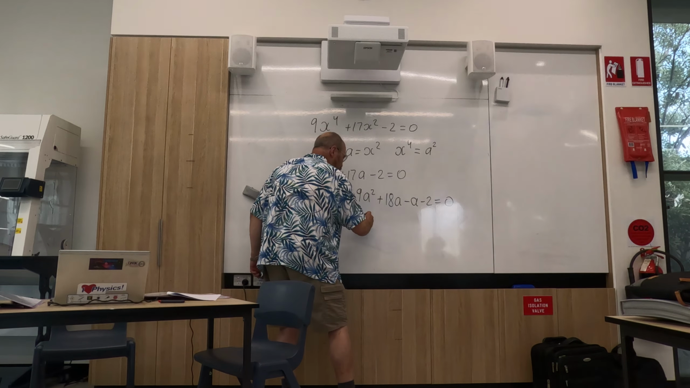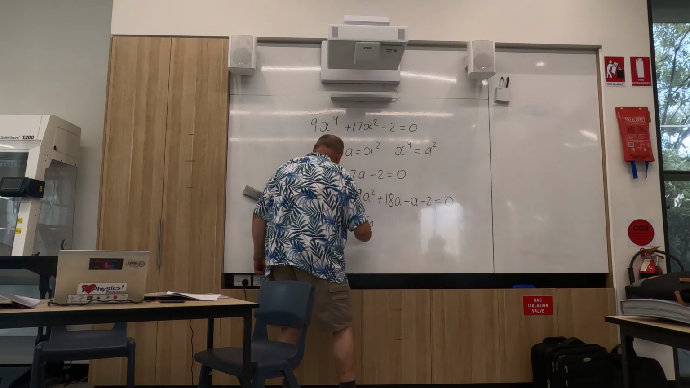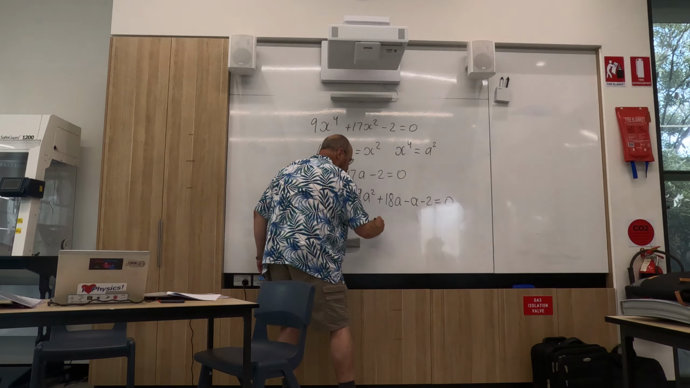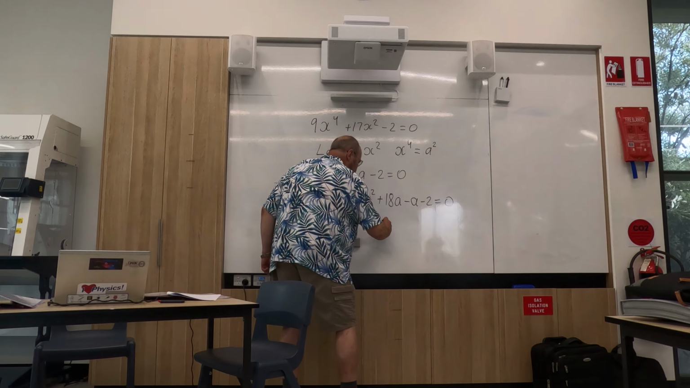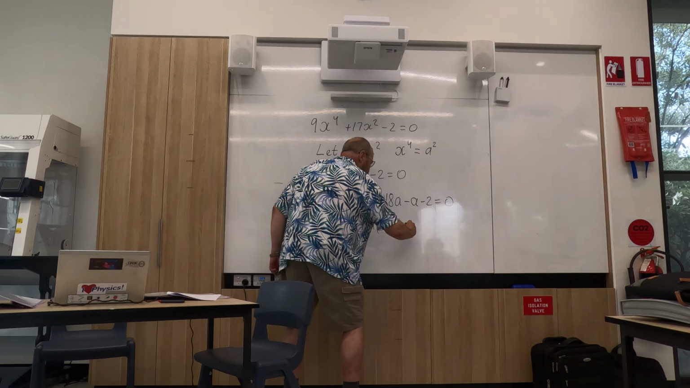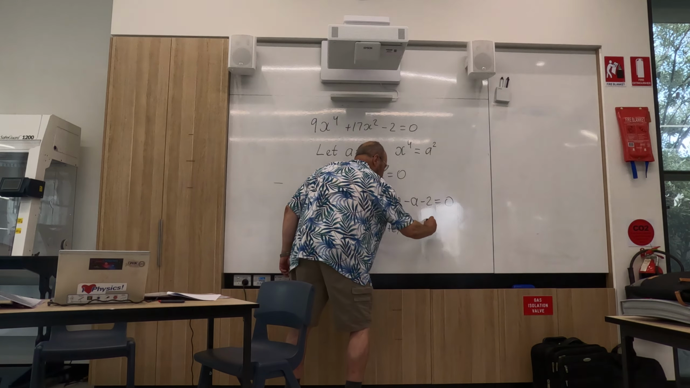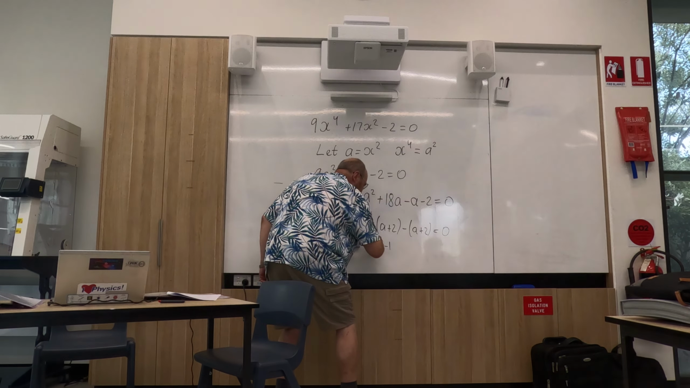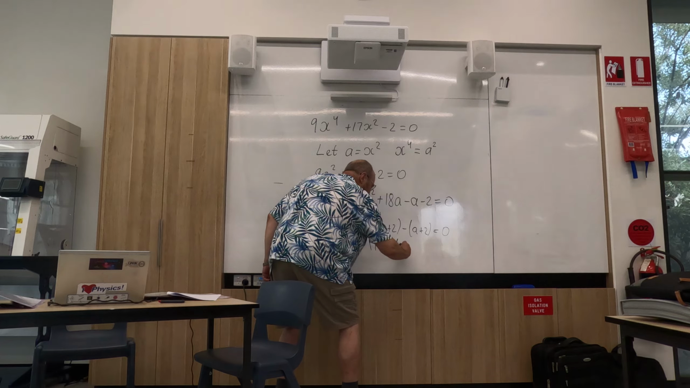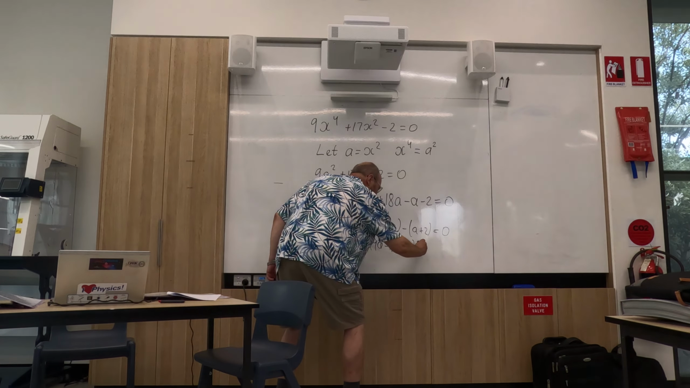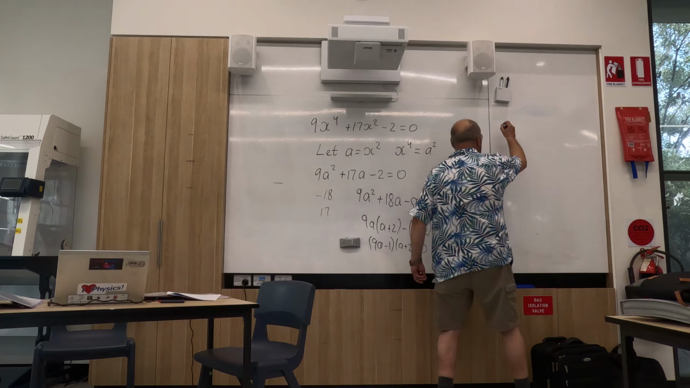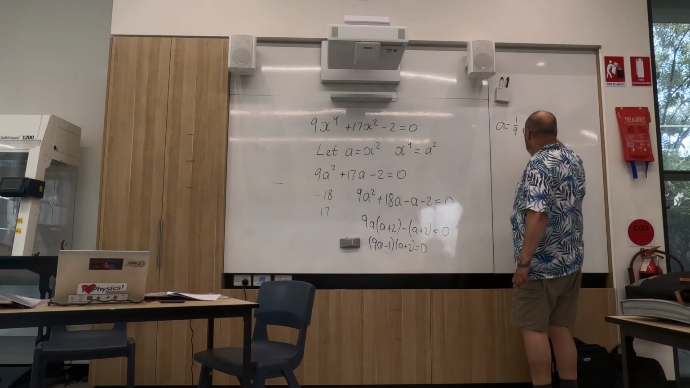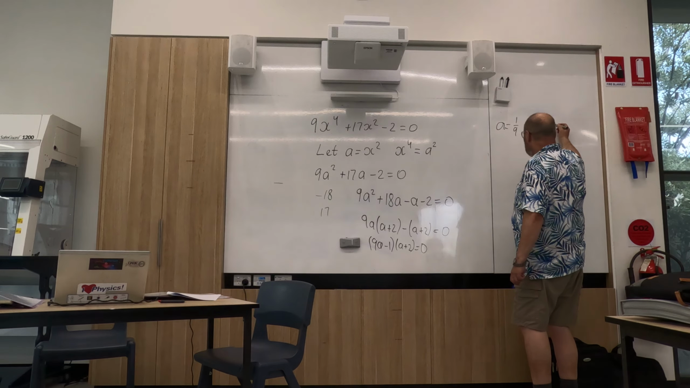Then we group: 9a times a plus 2, minus a plus 2, equals 0. So 9a minus 1 times a plus 2 equals 0. So a equals 1/9 or a equals negative 2.